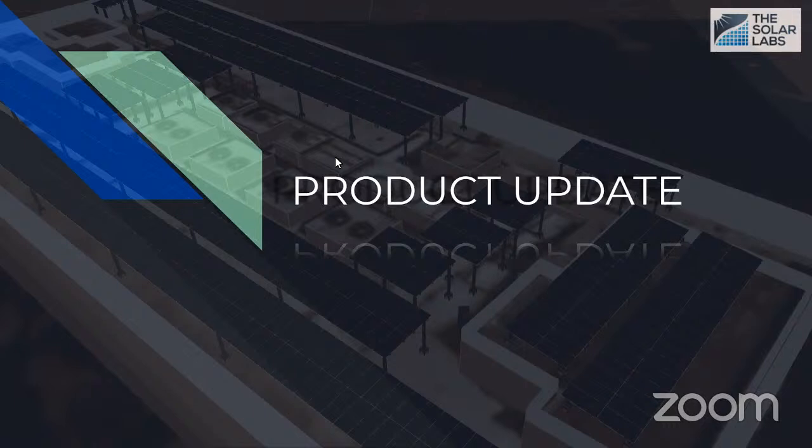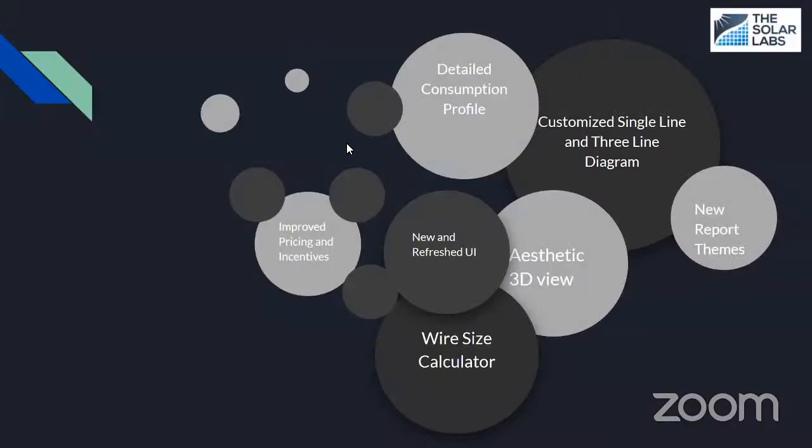So before moving on, let's see what all features we have introduced today. We have got multiple updates. First one being the detailed consumption profile. The team has introduced a detailed consumption profile so that you can specify what kind of consumption your site is having, what kind of a property it is. We'll be looking at that. Then we have the customized single line and 3-line diagram. We'll be having a look at how to generate those.